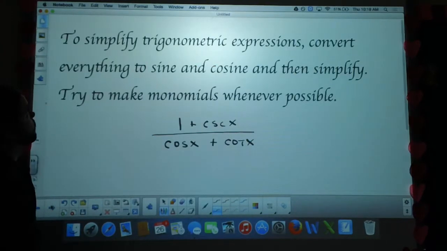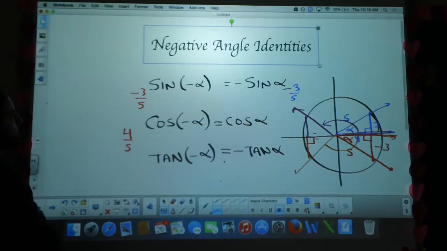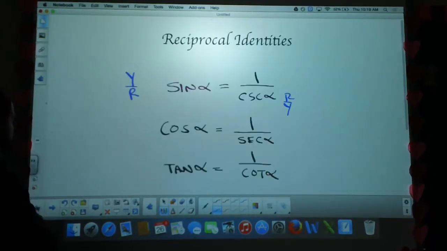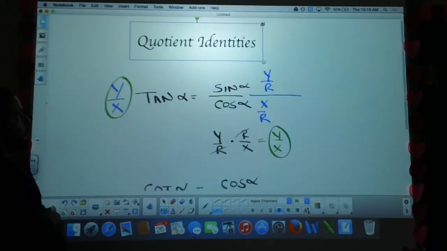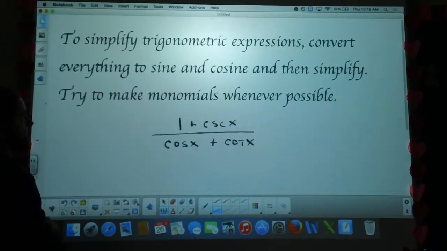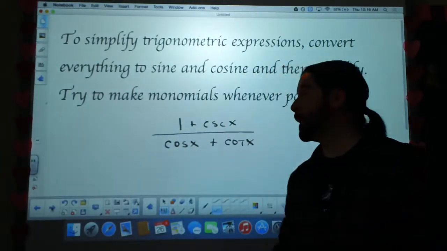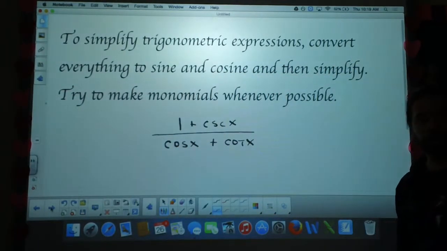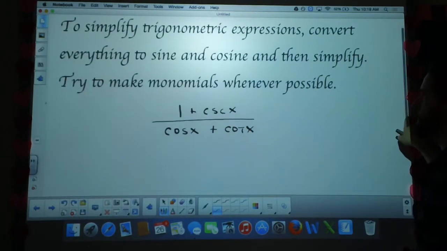What else do we have? Wait, did we do all of them? 1, 2, 3, 4, 5, 6. All right, that wasn't so bad. So how do we use these? That's the question. And the reason we're learning these is because as you get into calculus, you might have complicated trigonometric expressions that it would be useful to simplify to make your life better.